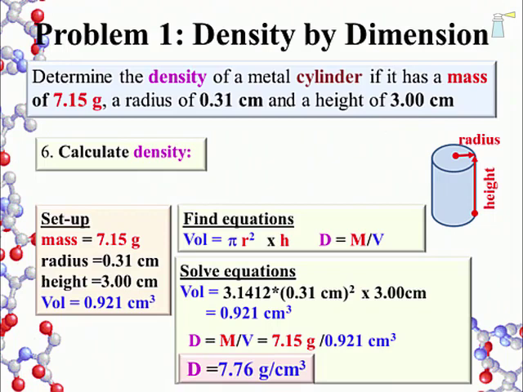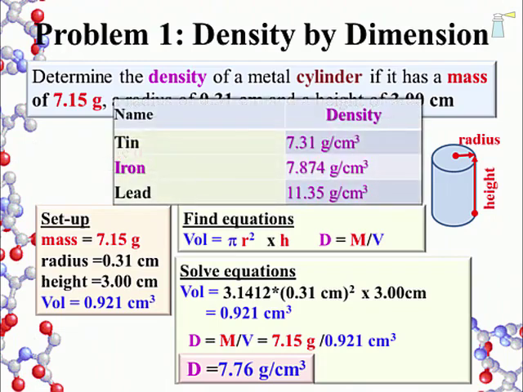Now, it wasn't asked for in this problem, but we can take our calculated density and compare it to substances in a list of known element densities to deduce what our cylinder might be made of. The closest substance to a density of 7.76 grams per cubic centimeter is iron, with a density of 7.874 grams per cubic centimeter. At the end of the lecture, we will use these values to quantify how far off our measured value is from the accepted value of iron. That will be percent error.